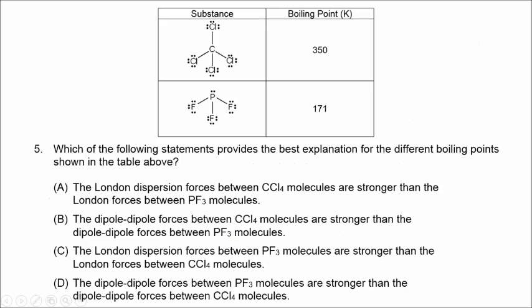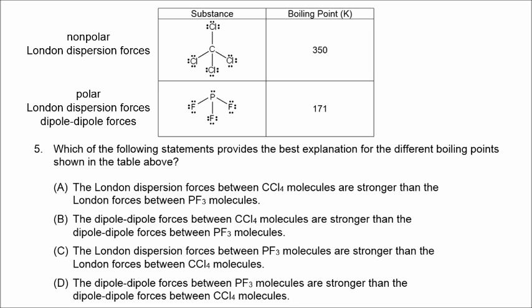In number 5, we are comparing carbon tetrachloride, CCl4, which has a boiling point of 350 Kelvin, with phosphorus trifluoride, PF3, which has a boiling point of 171 Kelvin. We can tell because of the symmetry that carbon tetrachloride is nonpolar, so it only experiences London dispersion forces, and because of the asymmetry in the shape of PF3, it is polar and would experience both London dispersion forces and dipole-dipole forces.